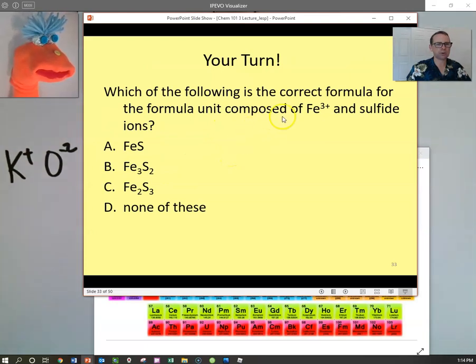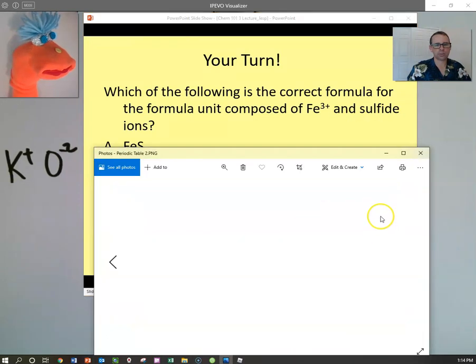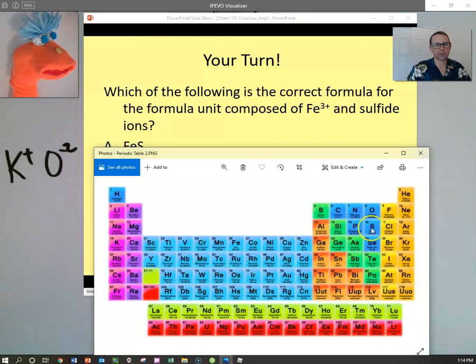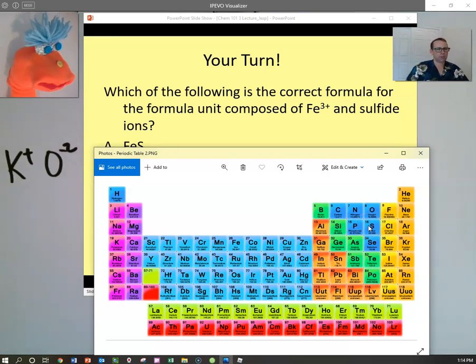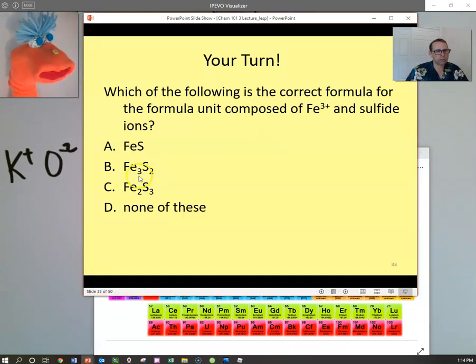Which of the following is the correct formula for the formula unit composed of an iron +3 ion and sulfide ions? Sulfide. I don't know what sulfide ions like to do. All right, so we can look down here on the periodic table. We see sulfur, and we can see that sulfur has 16 electrons. So what kind of a charge is it going to want to form? -2. So you've got an iron with a +3, sulfide with a -2. It's going to be Fe2S3. It's going to be C.